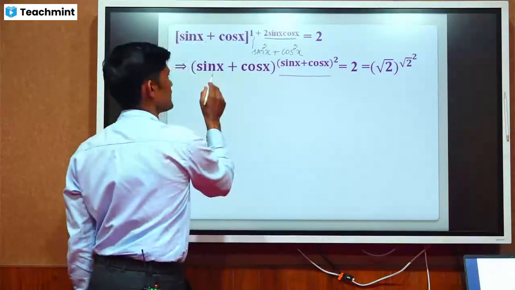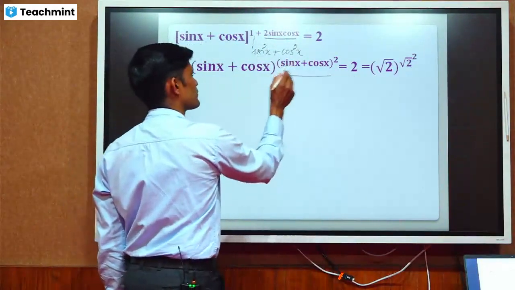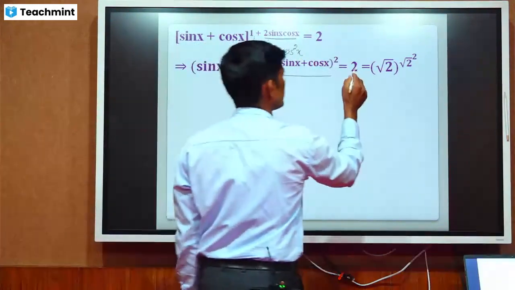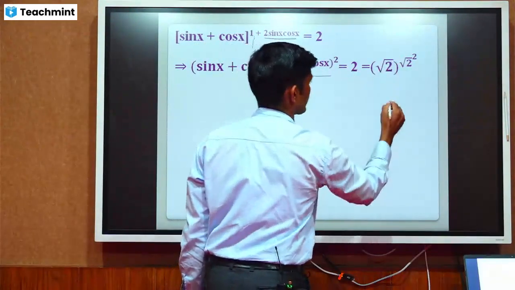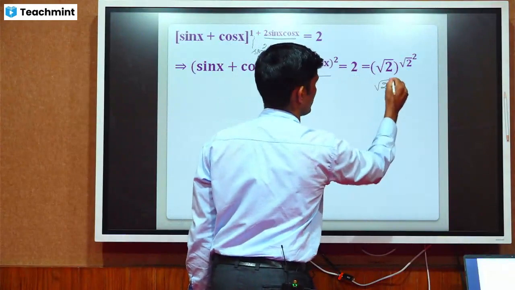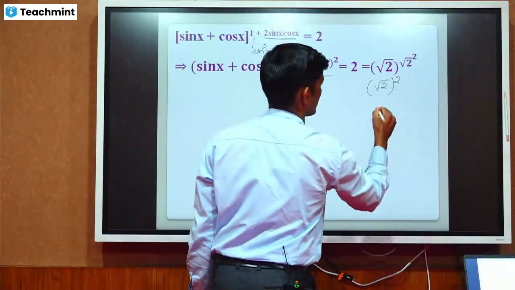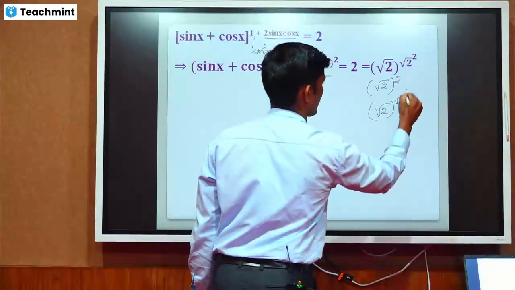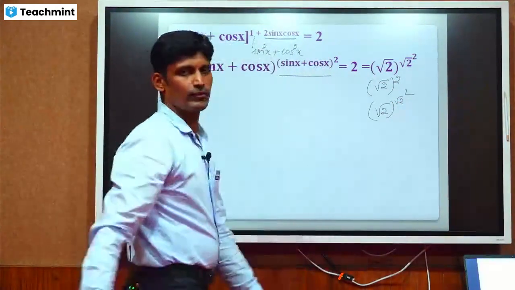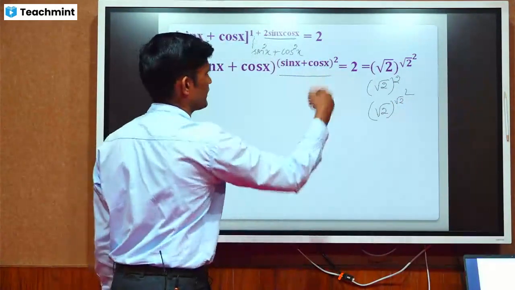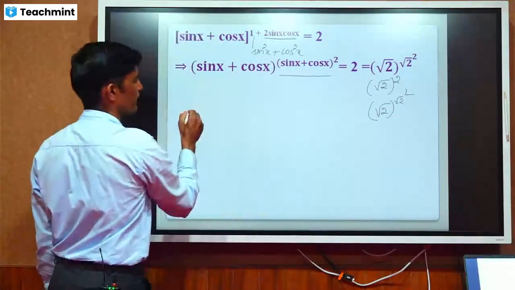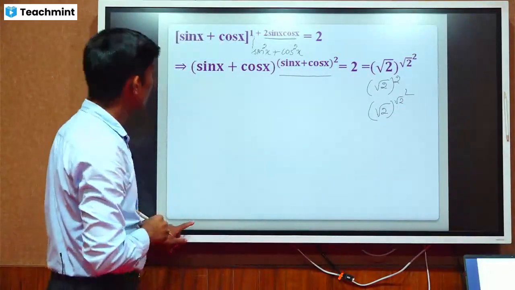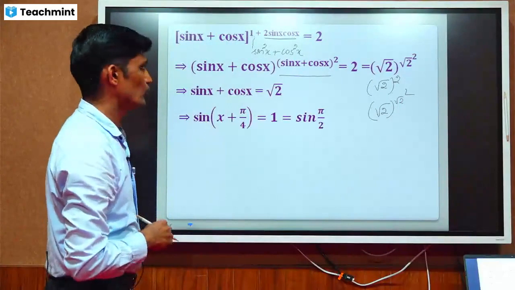So, since this is (sin x plus cos x) power (sin x plus cos x) power 2, we can write 2 as root 2 whole square. Root 2 whole square can be again rewritten as root 2 power 2, which can be written as root 2 square. So that we can equate the LHS and RHS: whenever the indices are same, base must be same. Therefore, we get sin x plus cos x is equal to root 2.